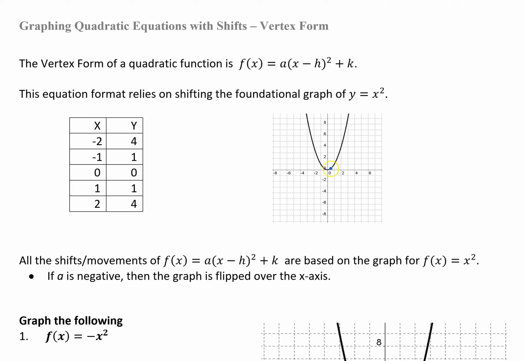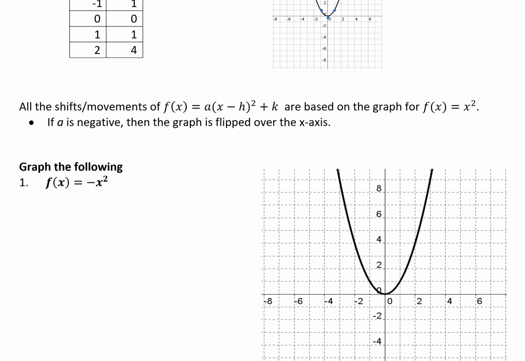And the graph looks like this picture on the right, where a vertex is at 0, 0. And if we were to plot those 4 other points, it would create the U shape to a parabola that opens up. Now that we have that foundational understanding, let's move on to actually graphing with shifts.